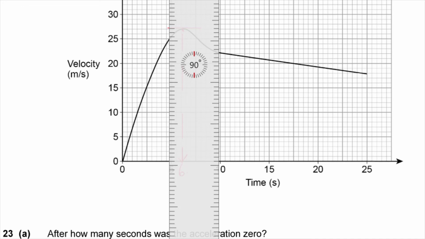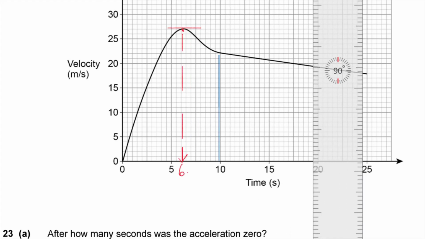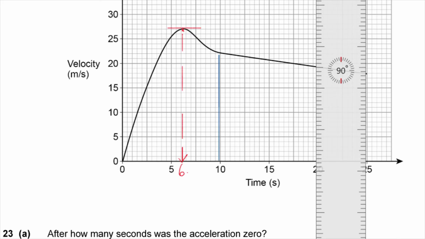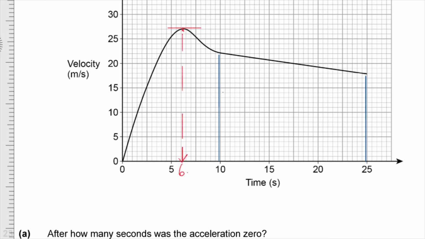Right. Sort my pen out. So from here down to here, you'll see that this section of the graph is a straight line. Can't seem to draw on there. Okay, that's it. So this section here we're looking for. Okay, so that's the section of the graph that is a straight line.